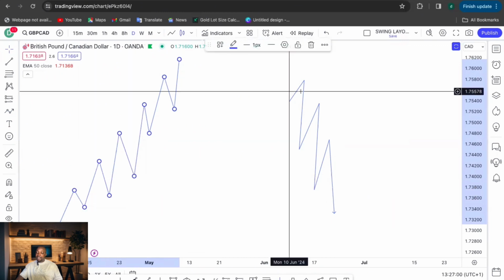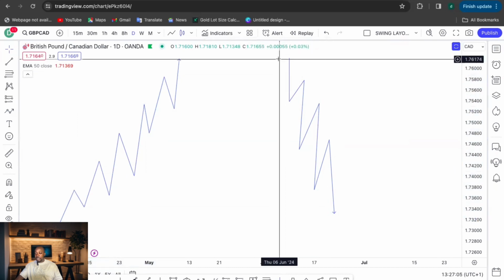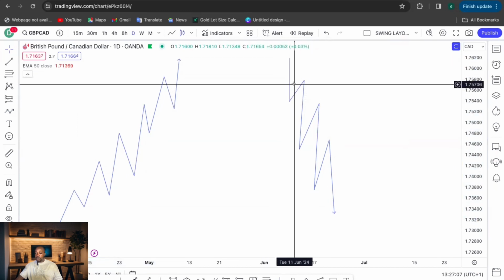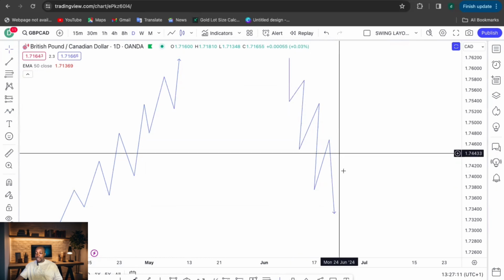Subsequently, anytime there's a violation of a high in a downtrend, the trend is in trouble. Now let's do the same thing for this trend. This is a high, low, lower high, lower low, lower high, lower low, lower high, lower low.